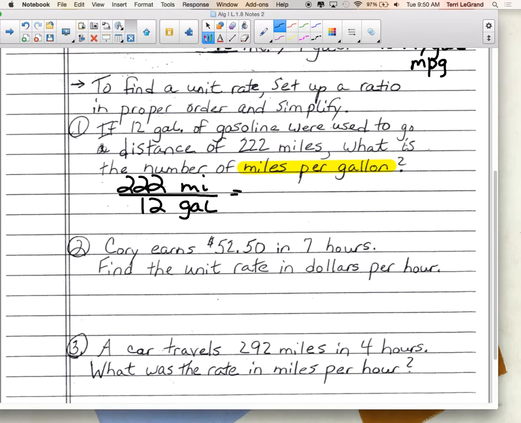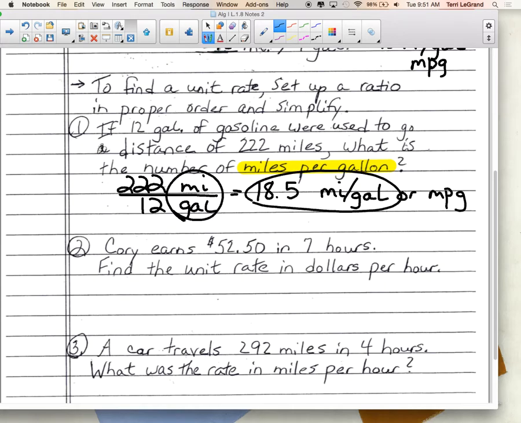So what do we get? 18 and a half miles per gallon. Is that a nice decimal? Yes. It came out to exactly that. 18 and a half, or 18 and 5/10 miles per gallon. Or in other words, the label that we have right there. So we have 18 and a half miles per gallon, or remember that could be written MPG. And we have to make sure that we have a label on our unit rates. So our rates start out as a comparison of two numbers, but we divide them out and change them to a unit rate.